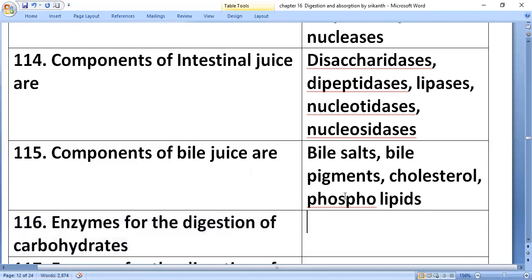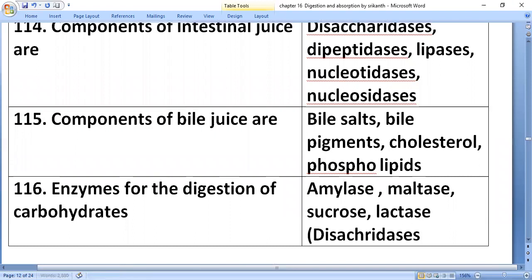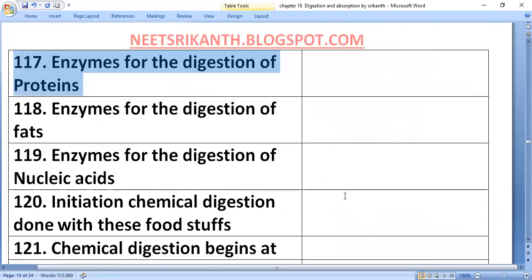Enzymes for the digestion of carbohydrates: amylase, maltase, sucrase, lactase. Sucrase, maltase, and lactase are commonly called disaccharidases.